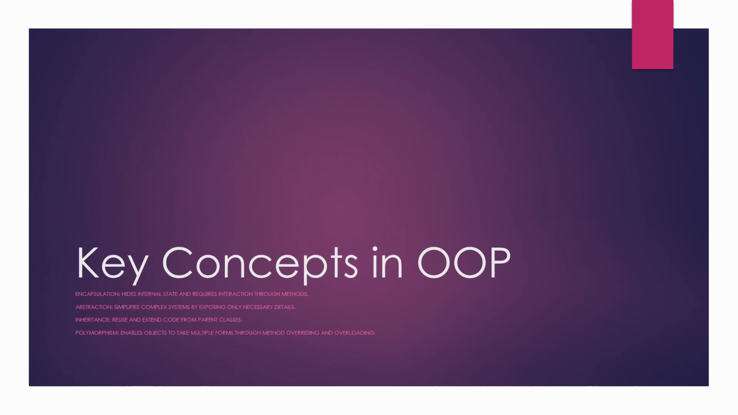Let's now look at the four key principles of OOP: encapsulation, abstraction, inheritance, and polymorphism. Encapsulation involves hiding the internal state of an object and only exposing it through methods. This ensures data is accessed and modified in a controlled manner.